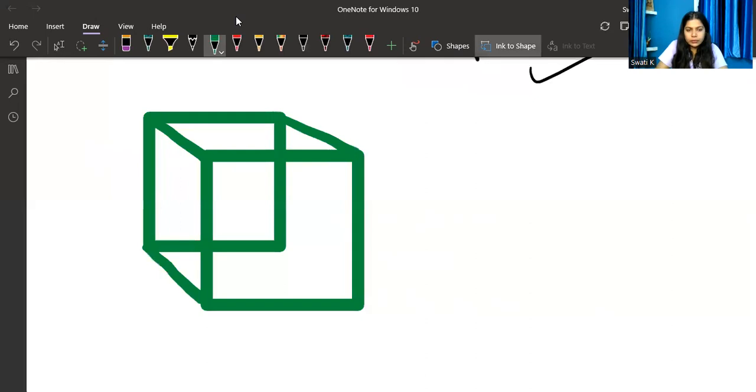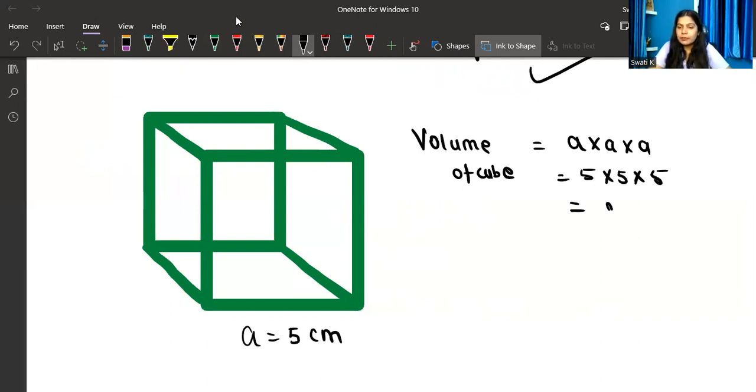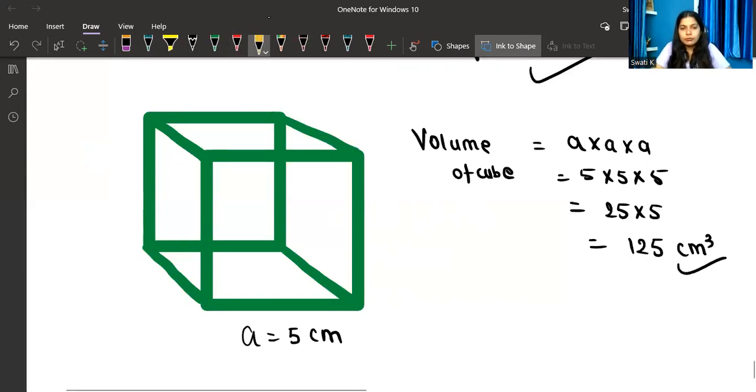Of course, we know that the edges of the cube are equal. So let us take the edge as 5 centimeters. Okay. So the very first thing that you have to find is volume of a cube. We know that the volume of a cube formula is side into side into side. That means a into a into a, and a is 5. So it is 5 times 5 times 5. And it is 5 times 5, 25, 25 times 5, that is 125. So it is 125 cubic centimeter or centimeter cube. That's the answer.